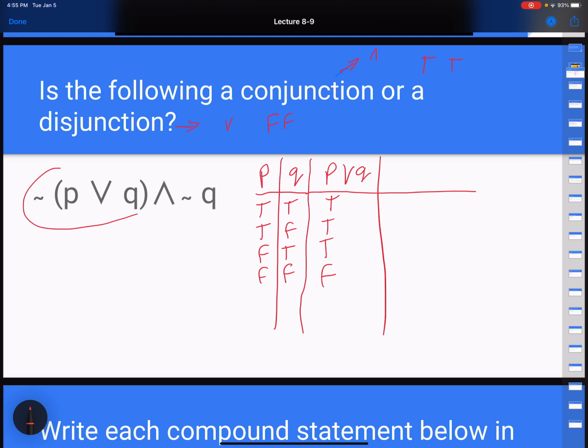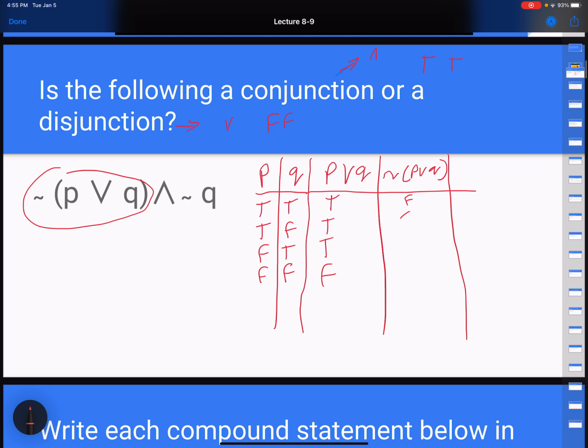Now I'm going to negate that. Now I'm going to do not P or Q. And to negate that, I just flip everything. This is going to be false, false, false, true. Now I see that in order to do our last piece, I have to do not Q. And not Q is just the opposite of what we have in the Q spot. So in the Q spot, we have true, false, true, false. So I'm just going to change that to false, true, false, true.